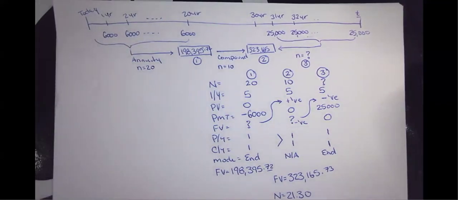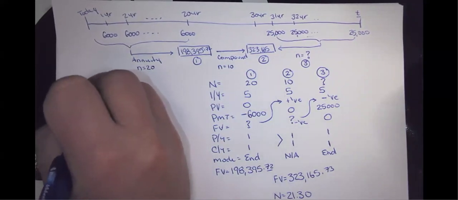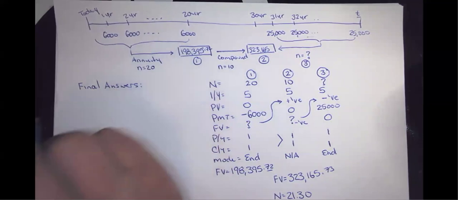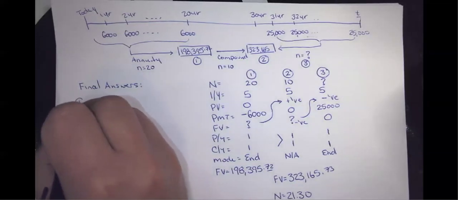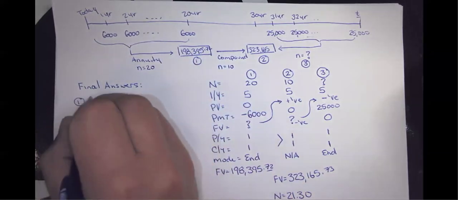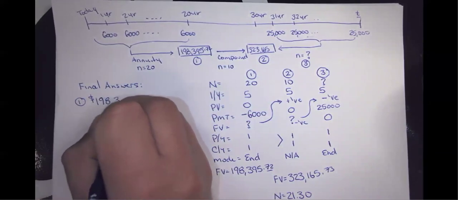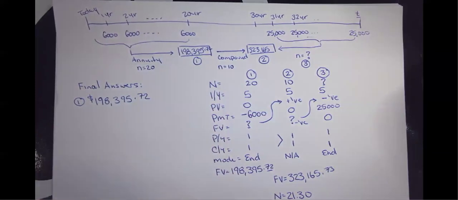So what's the final answer? What does this mean? So let's answer each of the questions that was asked. What will be the value of Maria's RRSP when she stops contributing after 20 years? So the answer to number 1 is $198,395.72. That's how much she'll have at 20 years.